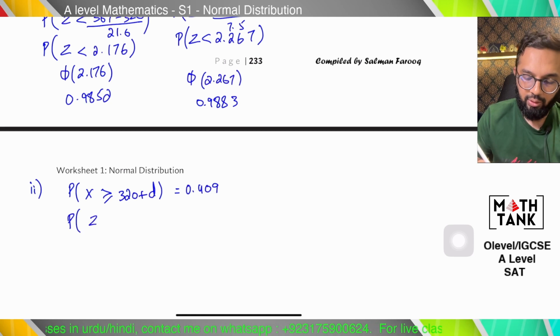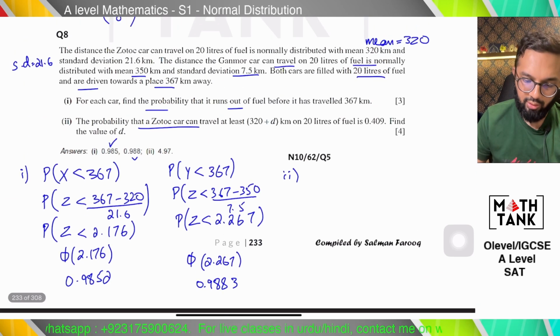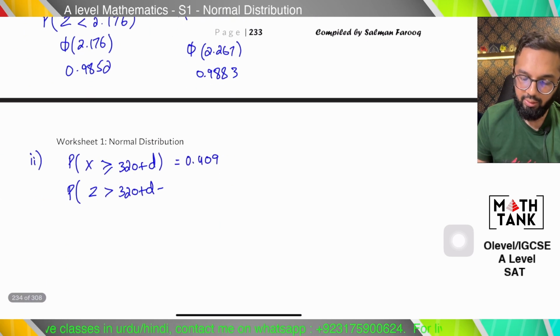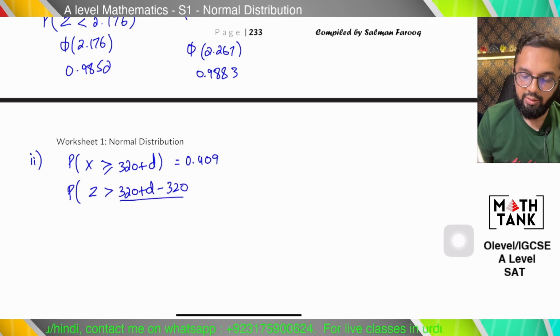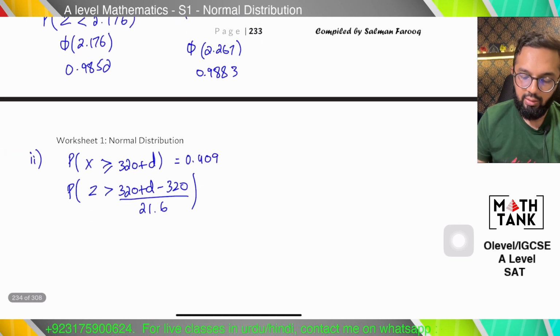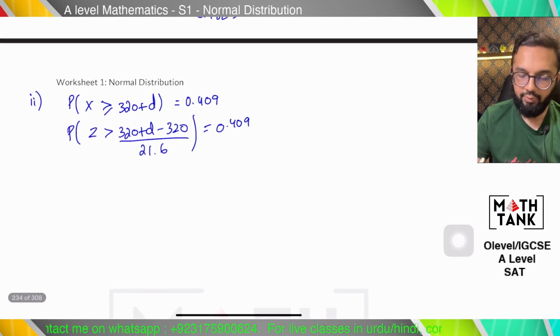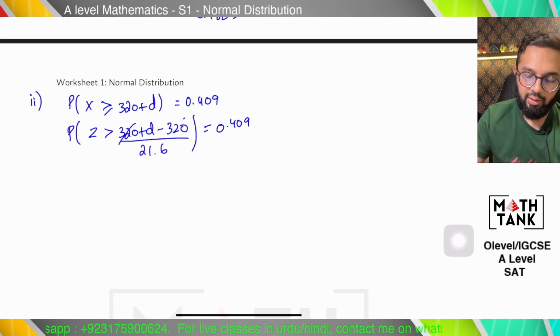Okay, so I'm going to convert it into Z greater than (320 plus D, minus 320) divided by 21.6. Where's the Zotox car? It's the first one, which has a mean of 320 only, and 21.6 was its standard deviation. The probability is 0.409. So I have 320 cancelling out, and I have Z greater than D over 21.6.